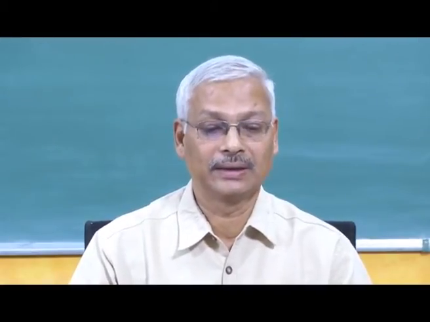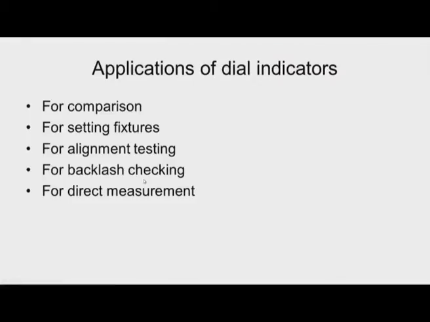For example, say we want to check whether the various slides like tailstock, quill and saddles have parallel movement with respect to axis or not, or if there is error, what is the amount of error, and if there is run out of the spindle of lathe, we can check using the dial indicator. So, for alignment testing we can use this dial indicator. Also for backlash checking we can use dial indicators, and also for direct measurement this can be used.